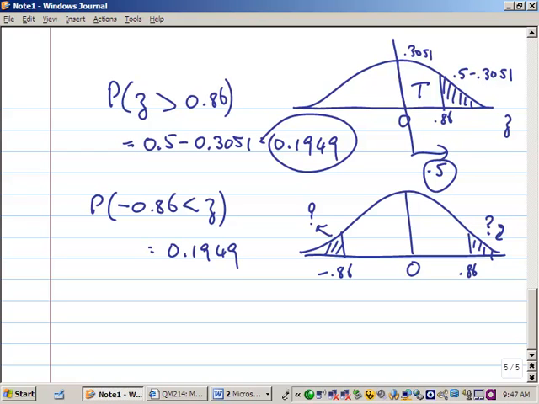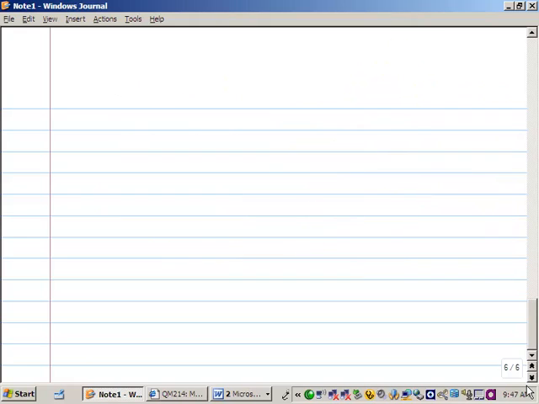Alright, so we know now how to find probabilities from 0 to some value, be it positive or negative, from the middle of the distribution to some value. And we also know how to find the area in the tails. Remember that area and probability are synonymous here. Okay, of course, sometimes we need to do some more difficult probabilities.